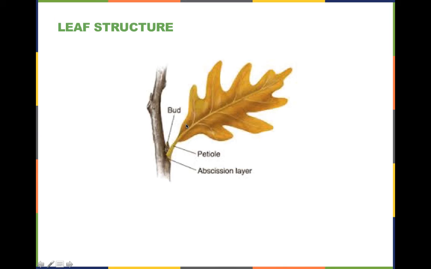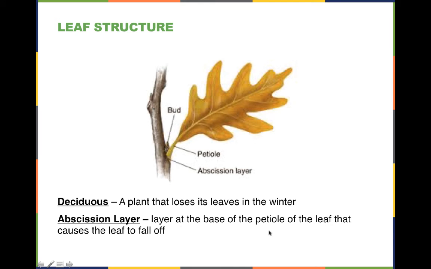So we have deciduous trees, which are trees that lose their leaves in winter, and the petiole attaches the leaf to the stem here, and there's something called an abscission layer. The abscission layer is at the base of the petiole, and at some point it cuts off the attachment and allows the leaf to fall off. And when it falls off, this bud here is present, and it allows for a new leaf to sprout out the next spring.